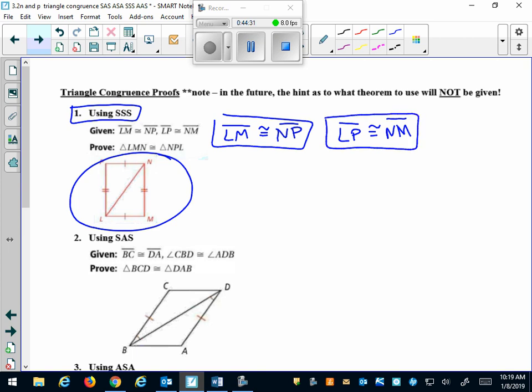Reflexive property, right. So this is given, this is given. We have to add that other piece that we know we can mark. We have to put that into our proof. So LN is congruent to LN. Our reason, that's not given, our reason is reflexive property.